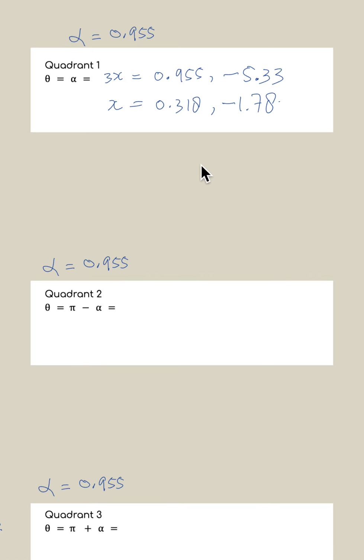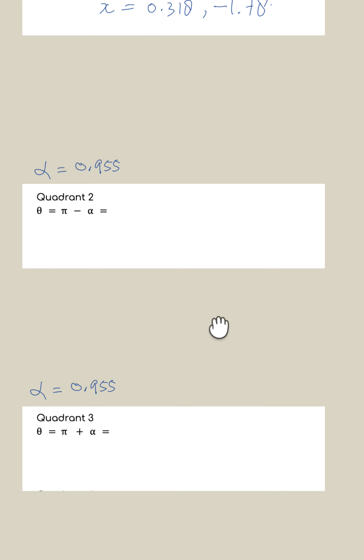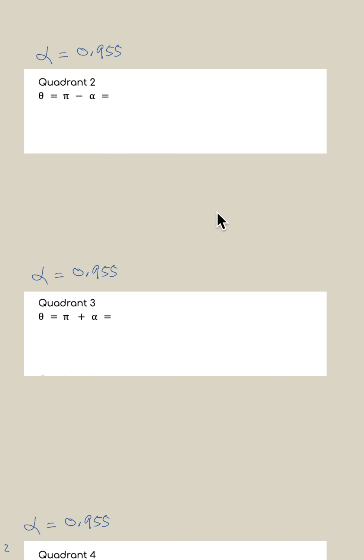How about quadrant 2? Quadrant 2 is also a similar process. The angle for quadrant 2 is pi minus alpha. So we just put there pi minus 0.955, which means theta is equals to 3x, which is equals to pi minus 0.955. You're getting positive 2.19.